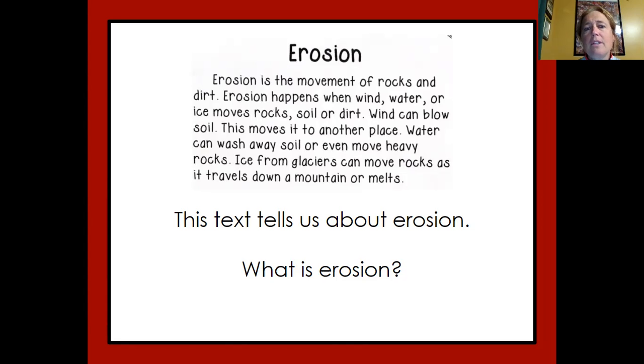All right, so we know that this text tells us about erosion, but what is erosion? Well, if you look into the first sentence, it says erosion is the movement of rocks and dirt. Okay, so we know that when erosion happens, something, whether it is something natural in the environment, is moving the rocks and the dirt.